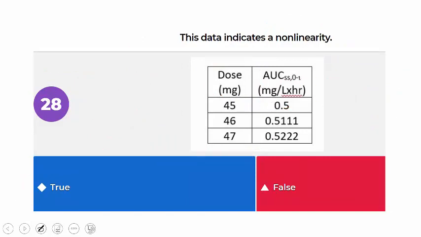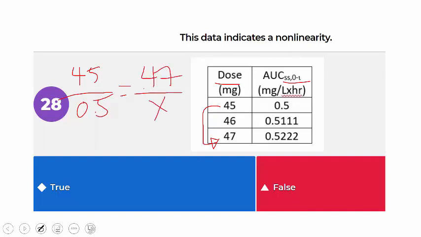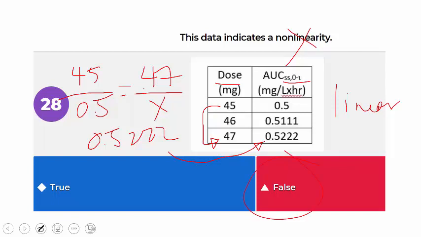One more of these. Okay, so I usually, if I can do it in my head, I do, but this one I can't. We're doing dose to area under the curve. We've got a dose of 45 with the resulting 0.5 for our area under the curve. For a dose of 47, what would you expect for our area under the curve? So 47 times 0.5 divided by 45, I got 0.5222, and that's exactly what we got here. So this is linear, isn't it? So it's not a nonlinearity, so this is false.